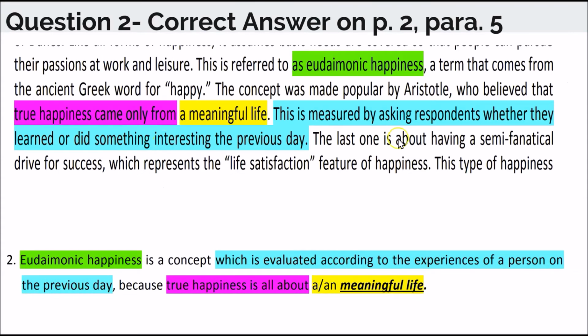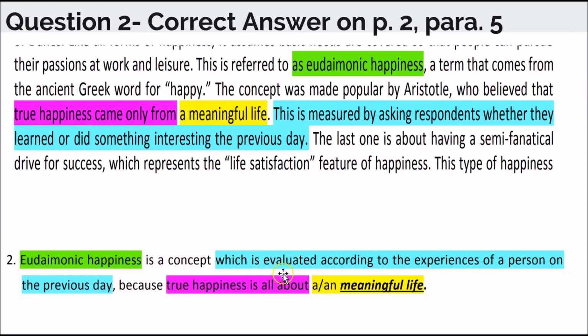For question 2, we're going to be looking at page 2, paragraph 5. This is the place where the term eudaimonic is first defined, and here you can see the definition in this sentence, right? "This is referred to as eudaimonic happiness." So we found the word eudaimonic happiness here. So what comes after this part is going to be important in finding the correct answer. As you can see, the question statement says, "this is a concept which is evaluated according to the experiences of a person on the previous day."